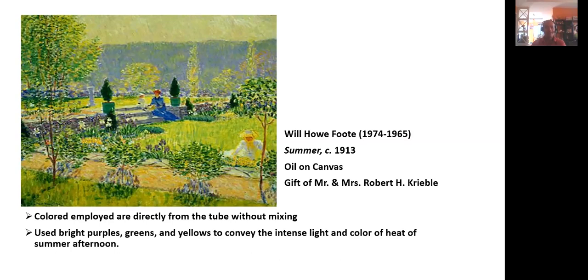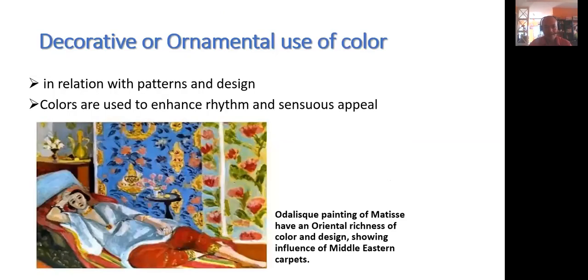This is one thing they have in common. So it makes them distinguishable because of the style and the use of colors in itself. Then we have decorative or ornamental use of colors. What we have here, for example, plays with patterns and designs. The colors are used to enhance rhythm and sensuous appeal. Look at the use of the pattern in the curtain. So it's an example of an Odalisque painting of Matisse, of an oriental richness of color and design, showing influence of Middle Eastern carpets because they play on patterns.